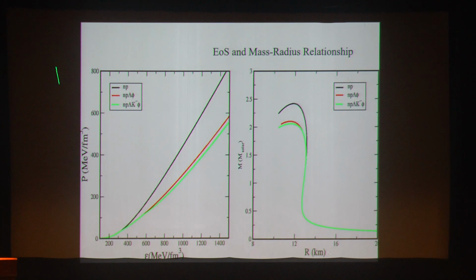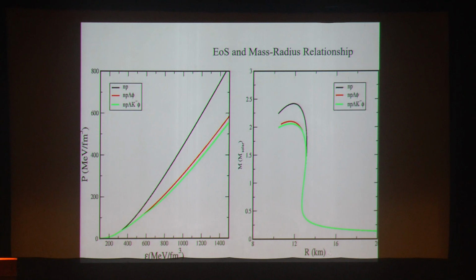So here the equation of state, pressure versus the energy density, is shown. Three curves are shown here. One is the black one, which represents neutron-proton matter. The second one, the red one, is neutron-proton with one heavier baryon, a strange baryon, that is the hyperon. And the next one is on top of the lambda hyperon, we add a Bose-Einstein condensate of negatively charged kaons.